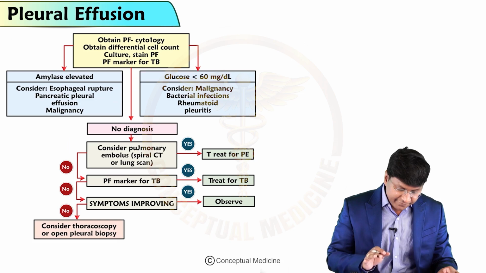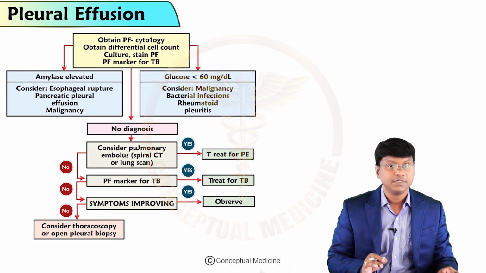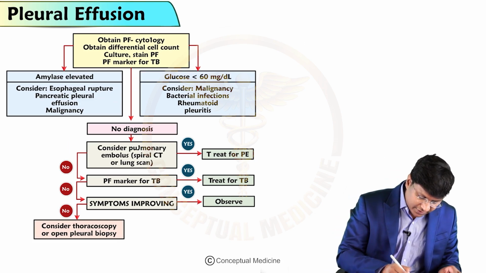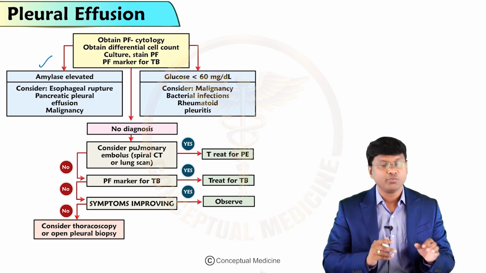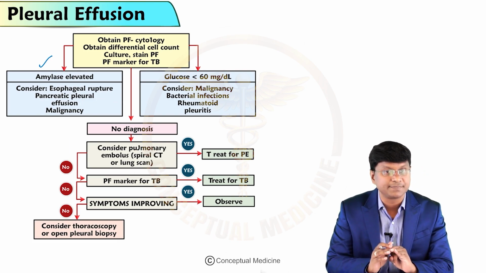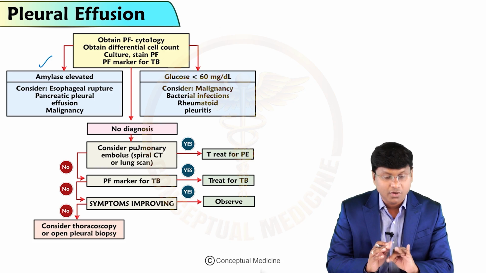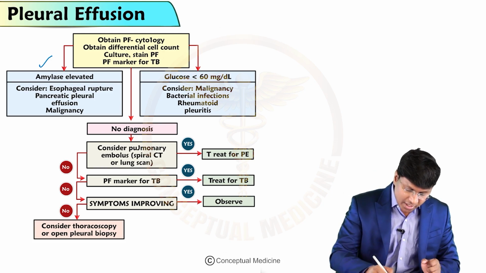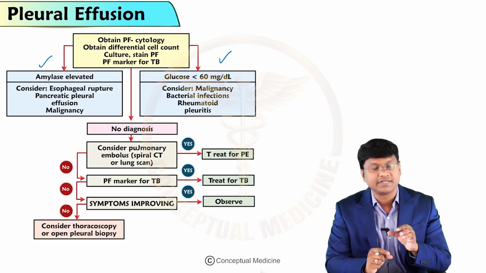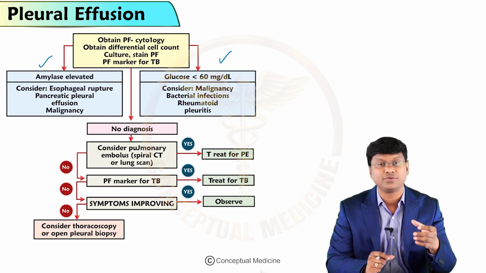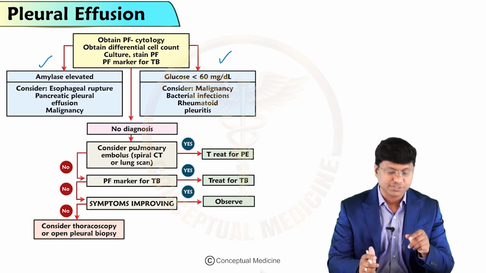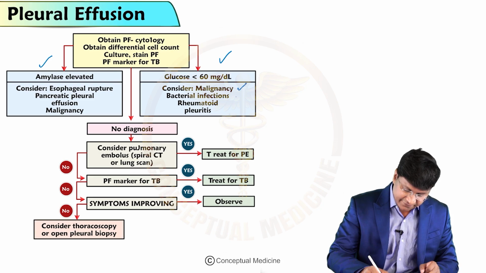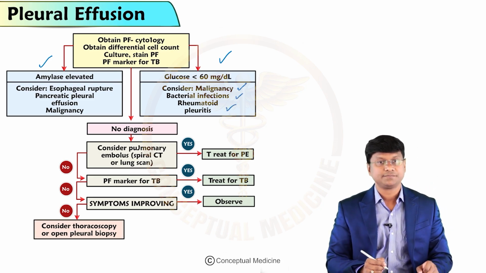Now, after this workup, suppose you found that amylase is elevated, then what will you suspect? Either esophageal rupture, pancreatitis, or malignancy. Or suppose you found that the glucose level within the pleural fluid is less compared to the serum glucose, then you need to suspect either malignancy, infection, or rheumatoid arthritis.